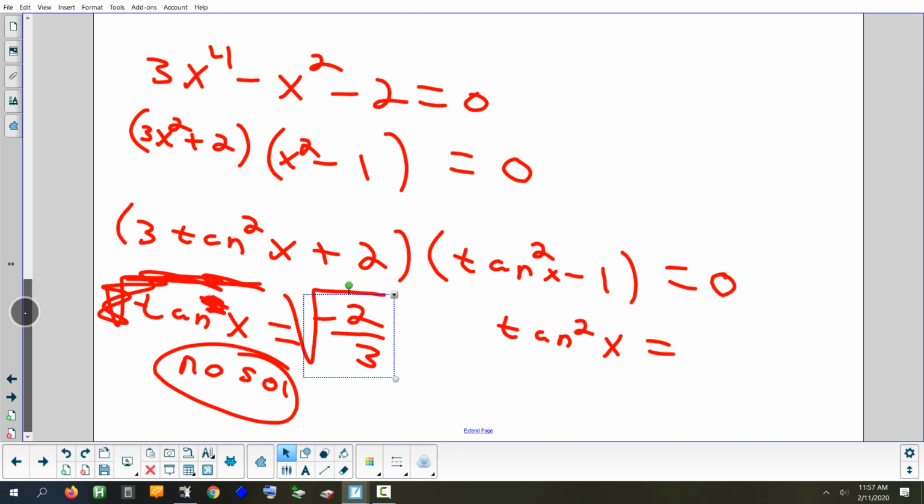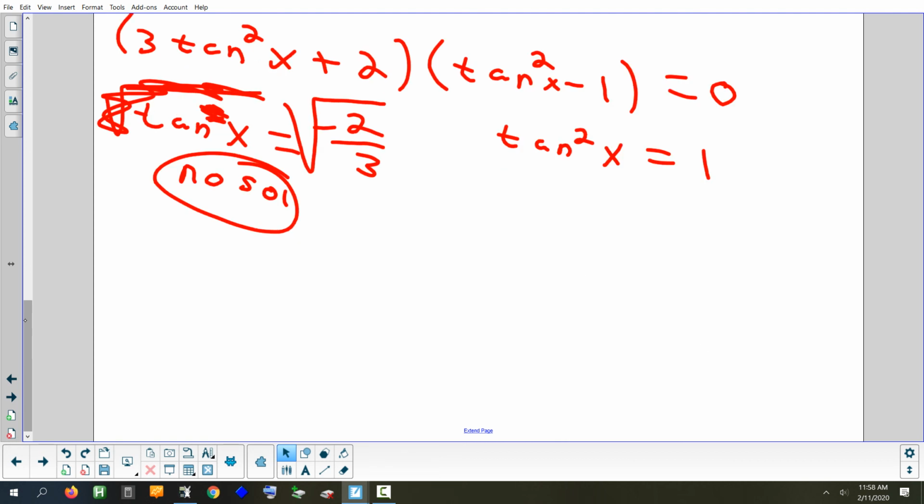What would tangent squared x equal on the right? 1. Now can you take inverse tangent? Take the square root first. Square and square root cancel. And what's the square root of 1? And negative 1. So we get 1. You could write it like this.